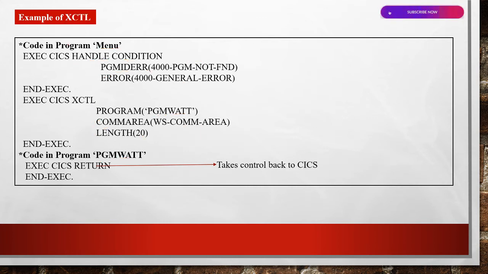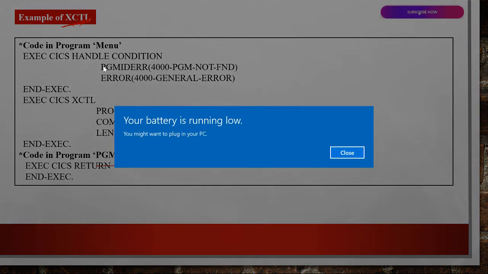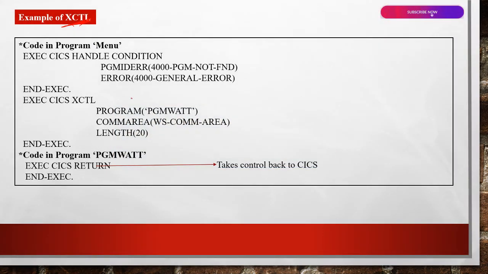And an example of XCTL: here we are using the EXEC CICS HANDLE CONDITION, meaning PGMIDERR, and then ERROR. And the same here in XCTL, we are calling PGMVOTE, and its COM area is WS-COMAREA, and the length is 20 bytes. And in PGMVOTE, we are returning control back to the CICS, not to the MENU program. Okay, we are returning it to the CICS.